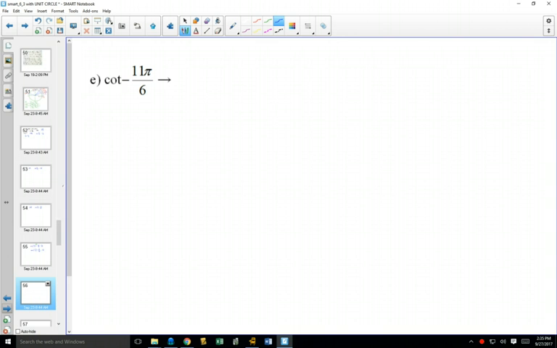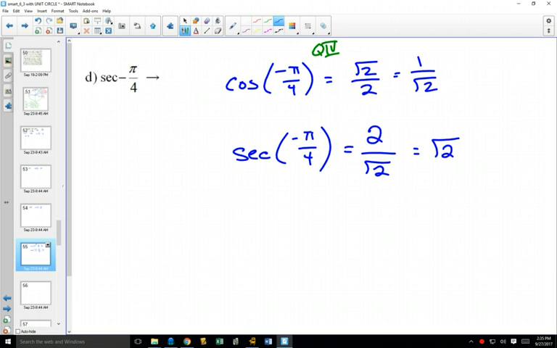Go back to this one. If I rationalize this, I will get 2 root 2 over 2, and then these would simplify, and you would get root 2. But you can also see it a lot easier. If you hadn't rationalized 1 over root 2, and you flip that one, then you'll get root 2 right away.